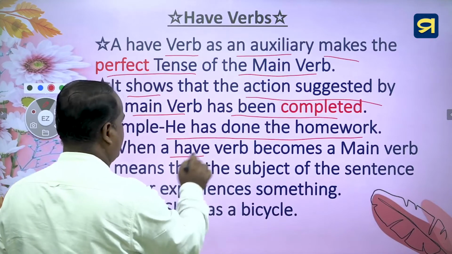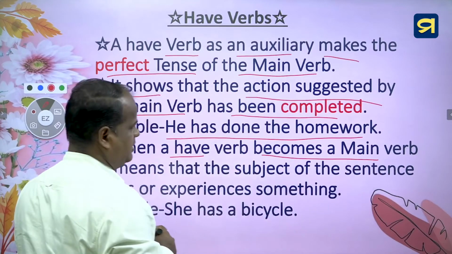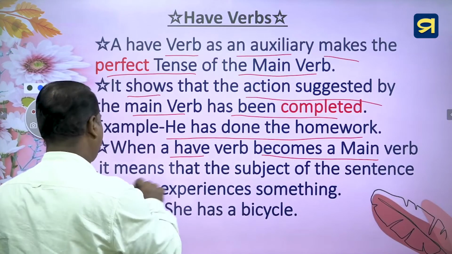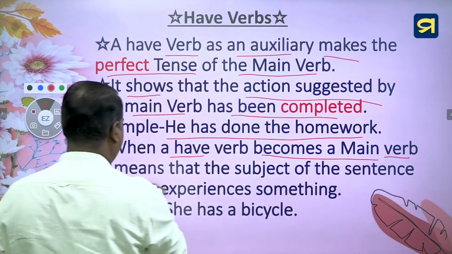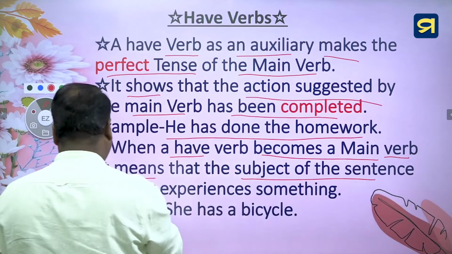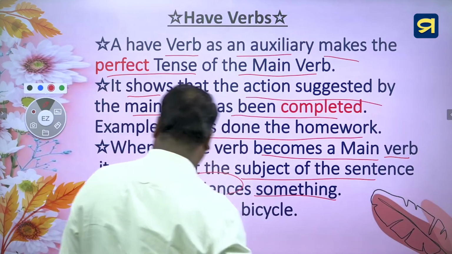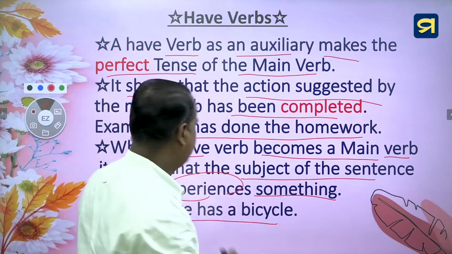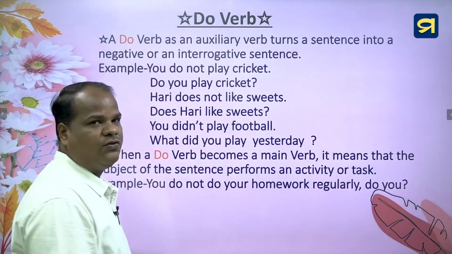When a have verb becomes a main verb. Dear students, now we shall discuss another use of a have verb. When it becomes a main verb, it means that the subject of the sentence owns or experiences something. For example, she has a bicycle. Okay, children. Dear students, let's know the use of do verbs.